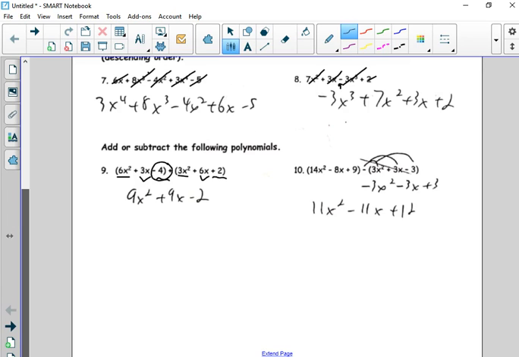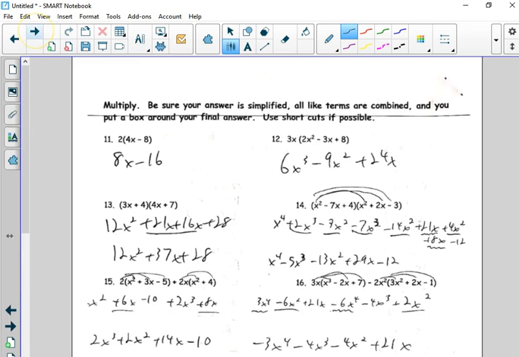Now, number 10, it's important to distribute that negative to all 3 terms. So this becomes negative, this becomes negative, this becomes positive. Once I rewrite it, I cross this out so I don't get confused. Now, at this point, x squared and x squared, x and x, number and number. And I get 11x squared minus 11x plus 12. All right.